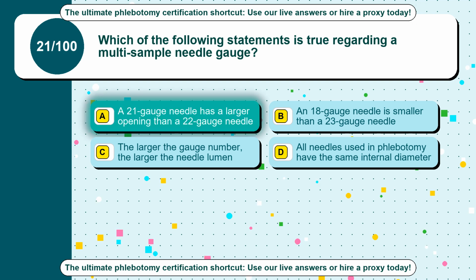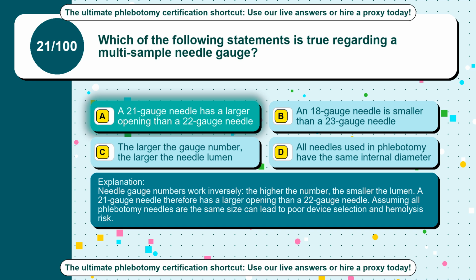The correct answer is option A, a 21-gauge needle has a larger opening than a 22-gauge needle. Needle gauge numbers work inversely, the higher the number, the smaller the lumen. A 21-gauge needle therefore has a larger opening than a 22-gauge needle. Assuming all phlebotomy needles are the same size can lead to poor device selection and hemolysis risk.